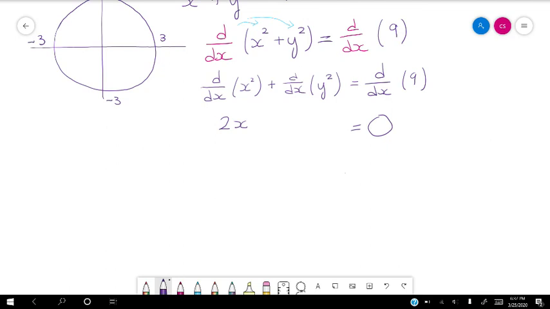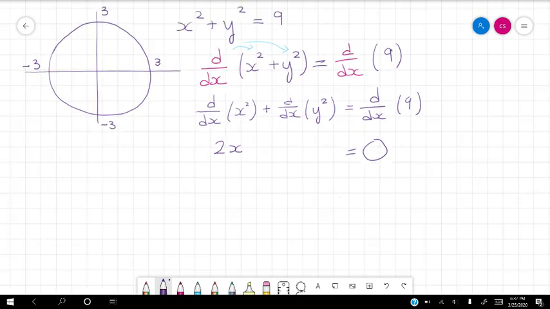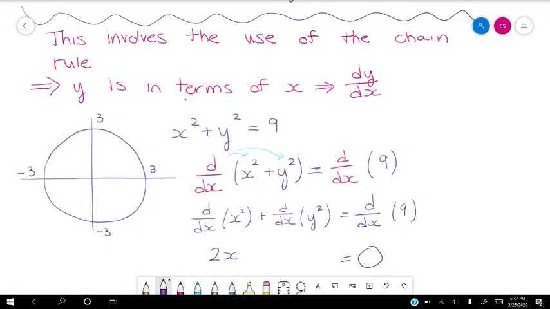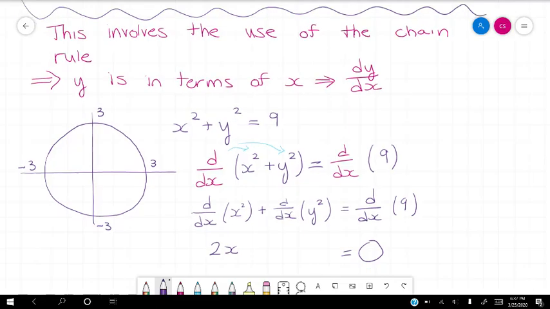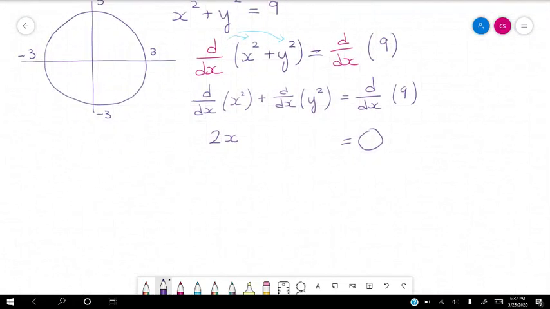Okay, and so what are we going to do about the derivative of y squared with respect to x? Well, I just said that y is in terms of x. So y is a function of x. Sometimes it's a little bit helpful, I'll do a little thought bubble, to think of y as y of x, a function of x. So if we're looking at y squared, like we have here, that's going to be our function y of x, squared.